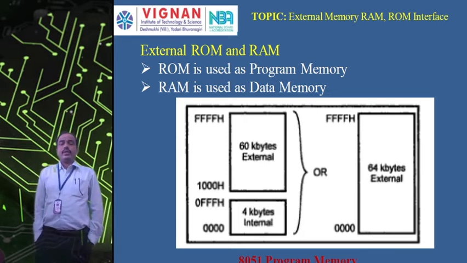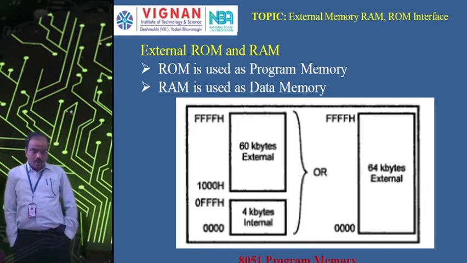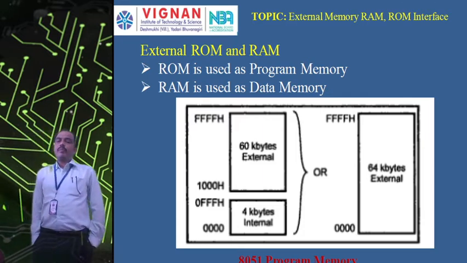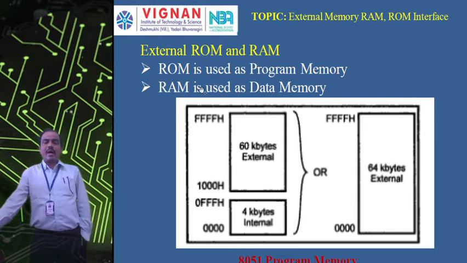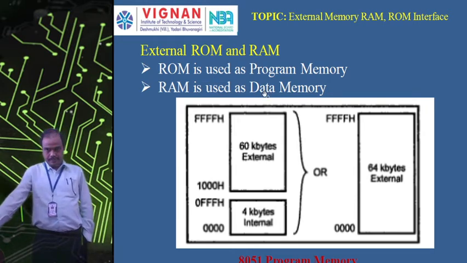As we already have seen, ROM is used for storing the program. Therefore, the ROM is used as program memory, whereas RAM is used as data memory. As we know, the 8051 microcontroller is having 4 kilobytes of ROM.